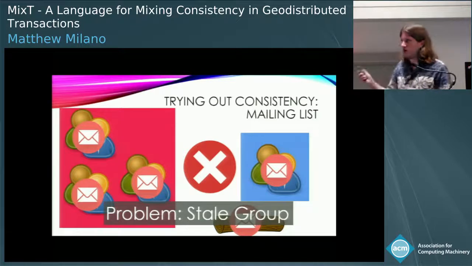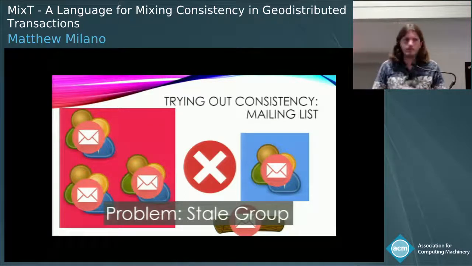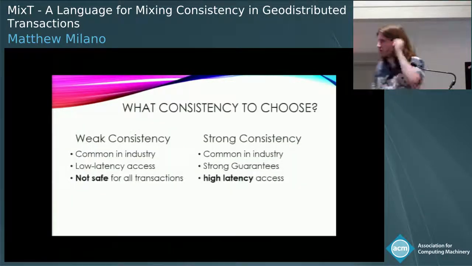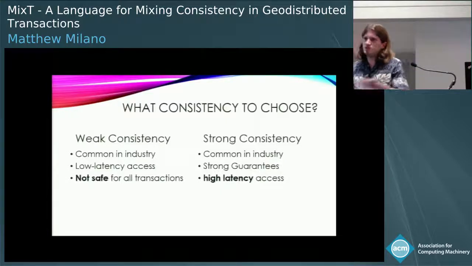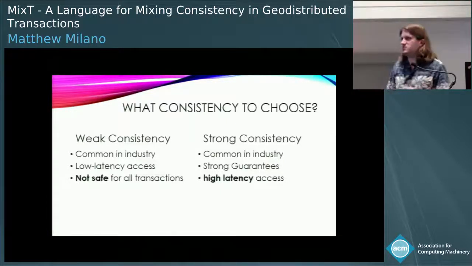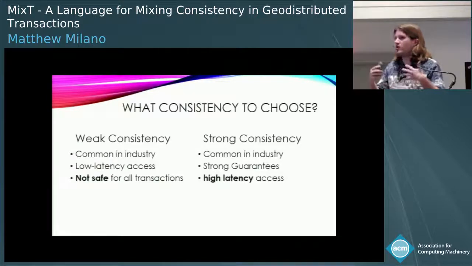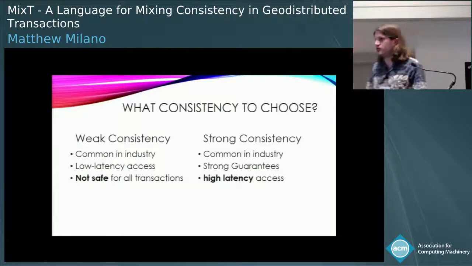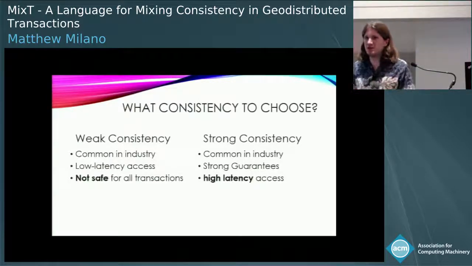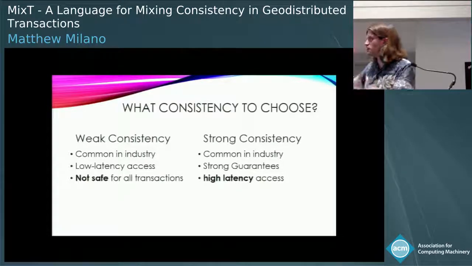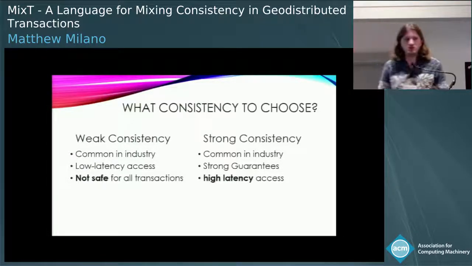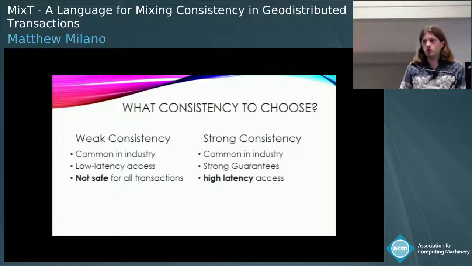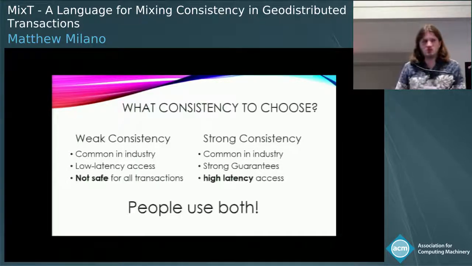OK, so we can't quite use causal consistency. But now we have a little bit of a problem. We've tried causal consistency, and let's say we've tried a lot of other weak consistency models, and we find that all of them are not safe for our particular transaction. But we really like that they're low latency. Meanwhile, when we tried strong consistency, our latency was just too high. So maybe what we should do is use both.